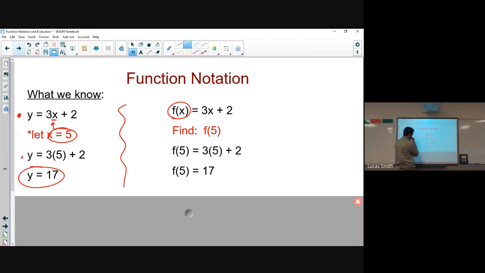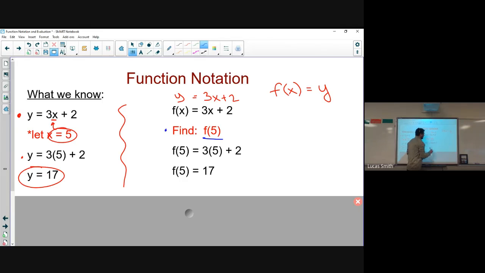Let's throw function notation into the mix and see how it changes things. Big thing to remember here: f of x really is just the same thing as y. So when you see that f with the x inside the parentheses, f of x, that's just a fancy math way of writing a y. It's not to freak us out or throw us for a loop. So when we have f of x equals 3x plus 2, that's really just a fancy way of writing y equals 3x plus 2. We're just using f of x instead. And now what it tells us to do is to find f of 5. Notice how I said that.